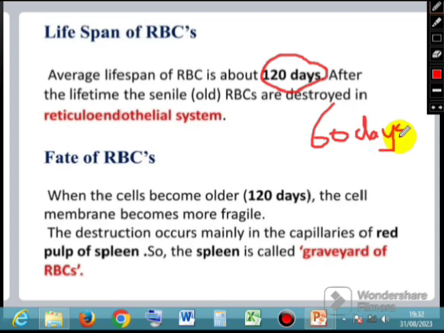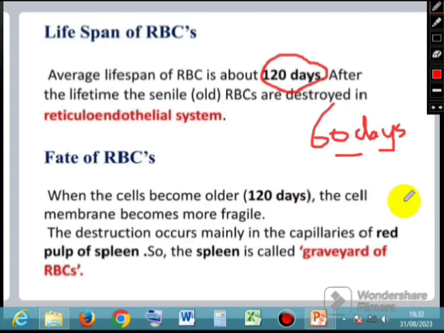And these things can shorten the number of days of the red blood cell. So, in a patient with sickle cell anemia, the lifespan of the red blood cell is 60 days. By the time we get to pathology of the blood, we are going to treat anemia in detail. Okay?